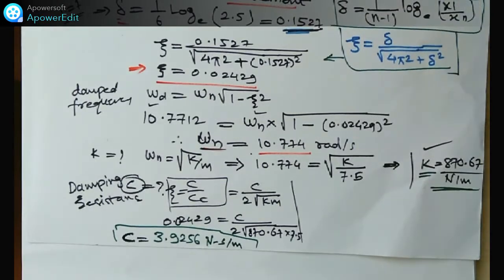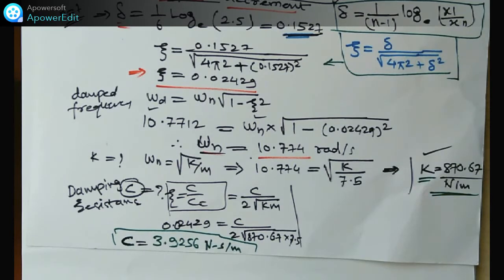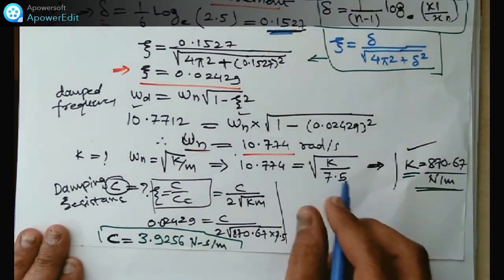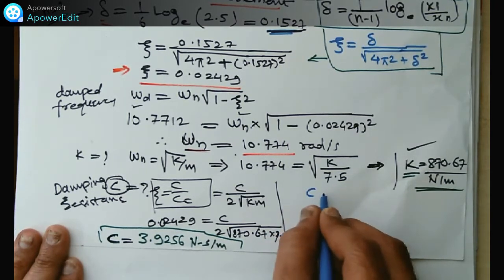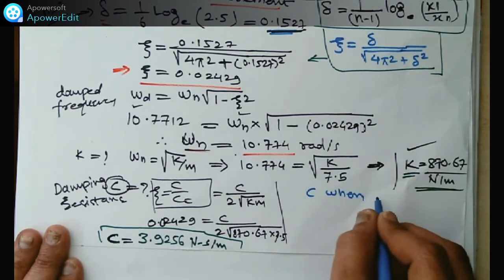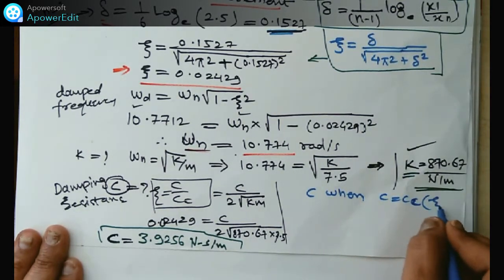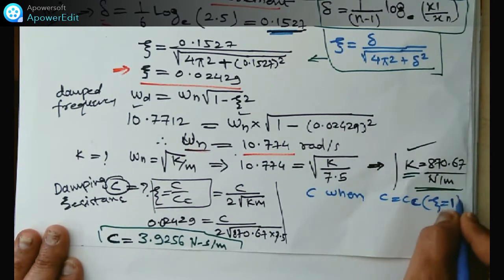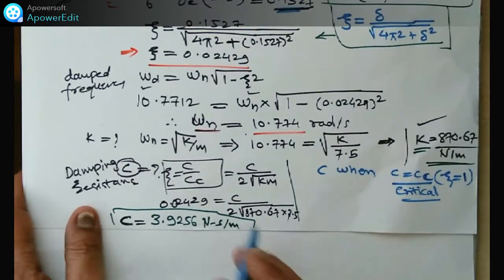So similarly, what do we have to find out? We have to find out this damping resistance C when C is equal to Cc. Okay, that means what? That zeta becomes equal to 1, as critical damping, we can say the critical damping case. What is the value of C? So C is equal to Cc. If you put the value of Cc, so what will happen? Zeta is equal to 1.